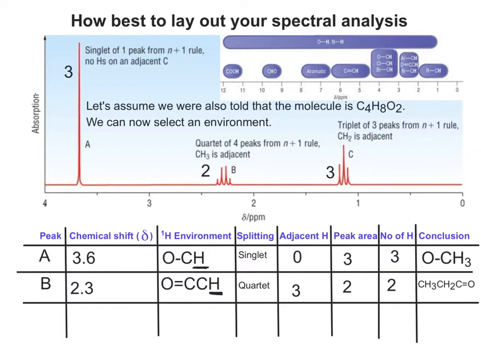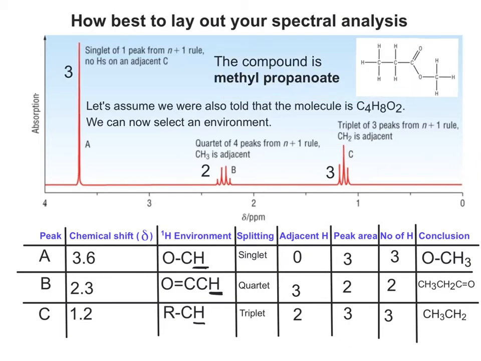So pause the clip now and see if you can do peak C. The thing to do is to work your way along methodically using the data sheet and see how much you can piece together now. So hopefully you got something along those lines. It's a triplet, so there's 2 adjacent H's. It's in the RCH part of the chemical shift spectrum. Peak area 3, so number of hydrogens in that environment is 3, so it's CH3, CH2. So putting all this together, we can now put a structure in. So that means our compound is methyl propanoate.